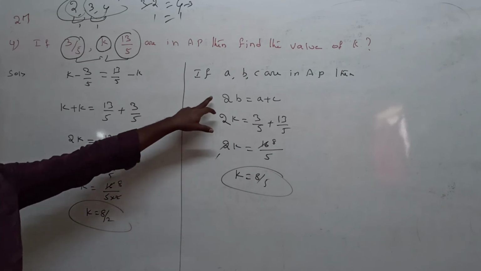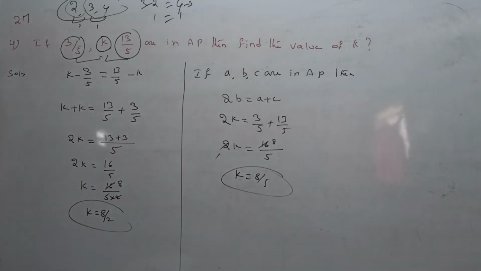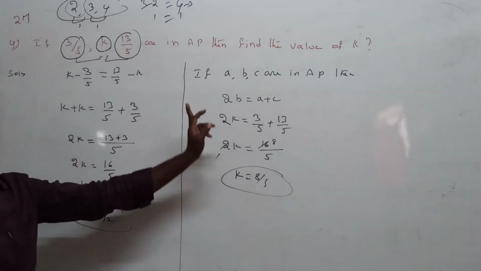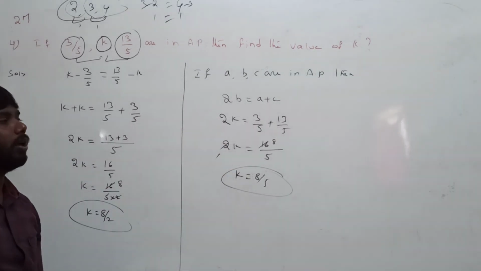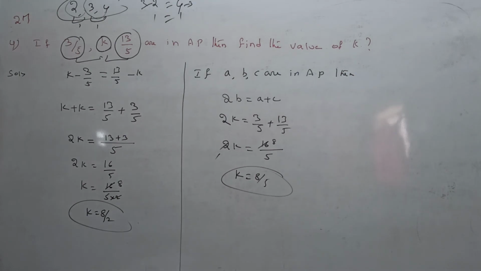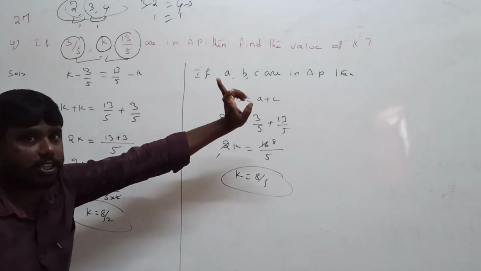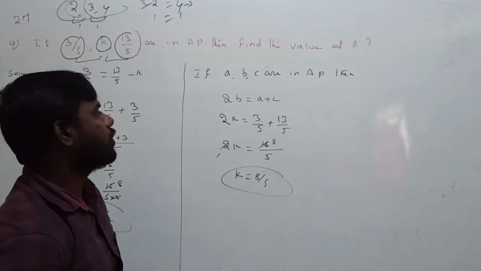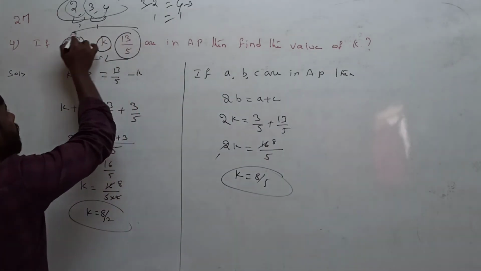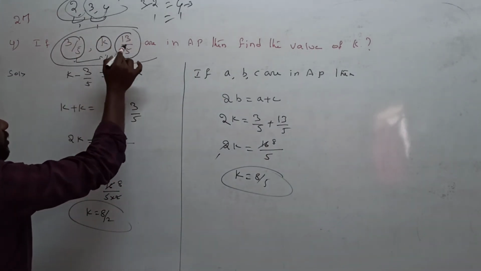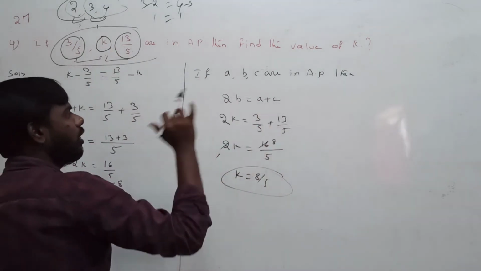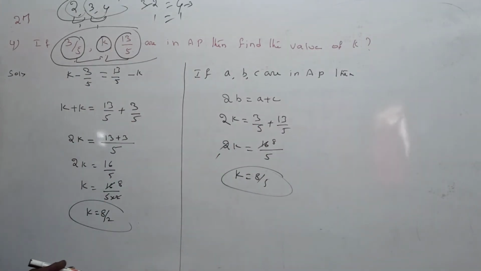If you don't know the formula, you can apply the definition of arithmetic progression. If you know the formula, you can substitute directly. They will give full marks. Everyone understood? Is it clear? If a, b, c are in arithmetic progression, the condition is 2b equals a plus c. The first number is a, the second is b, the third is c. Substitute a, b, c in the formula and finally you get the k value.